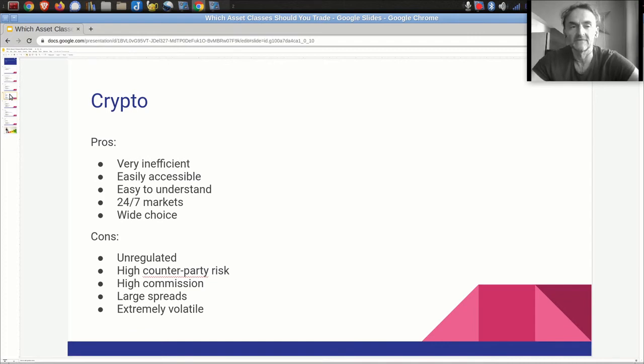Now, one of the big cons in the crypto market is that it's completely unregulated. So far there's not been any regulation in that market. So if exchanges decide to do dodgy things, they can easily do that, and you don't really have any recourse on that. At the same time, you also have an extremely high counterparty risk, and as you probably know, quite a few of those exchanges have failed, and investors have lost millions or even billions of dollars in those failed exchanges.